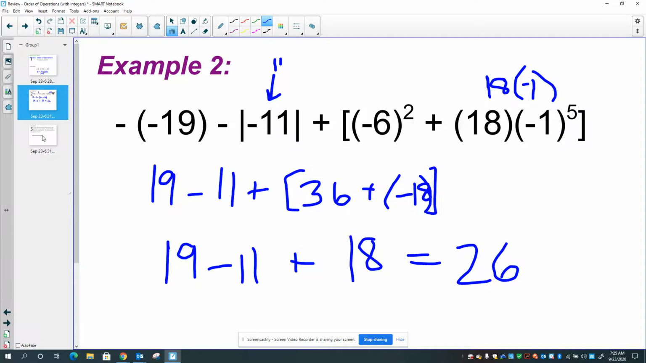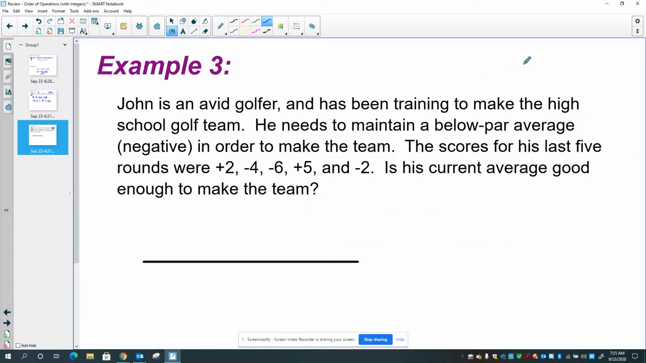Okay, last one here. This is going to be order of operations in the form of a word problem. Now it says here, John is an avid golfer and has been training to make the high school golf team. He needs to maintain a below par average. For those of you who aren't golfers, that just means a negative number. He needs to have an average that is negative, because in golf, you want a negative score. So he needs to maintain a below par average in order to make the team. The scores for his last 5 rounds were +2, -4, -6, +5, and -2. Is his current average good enough to make the team?